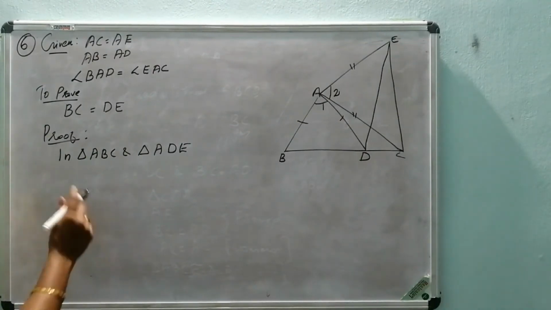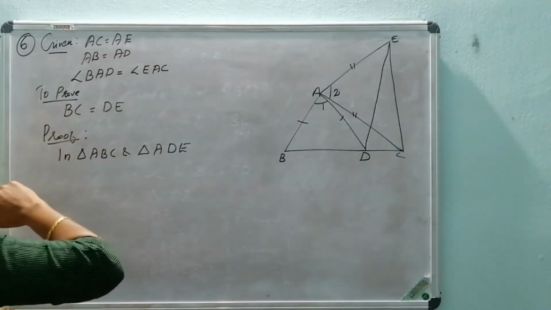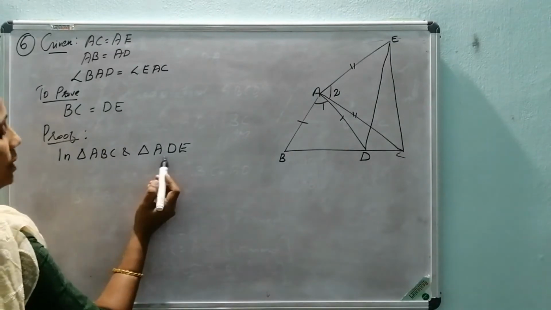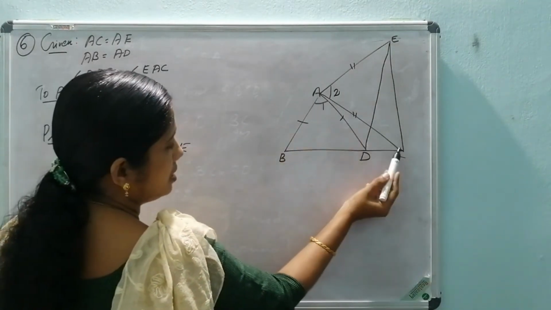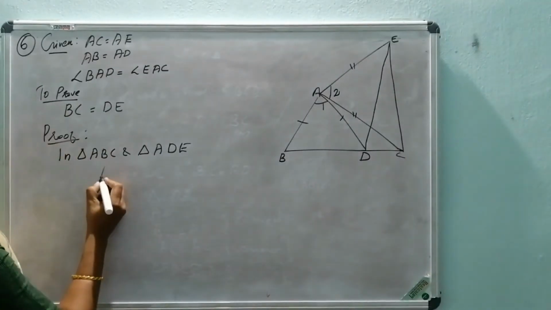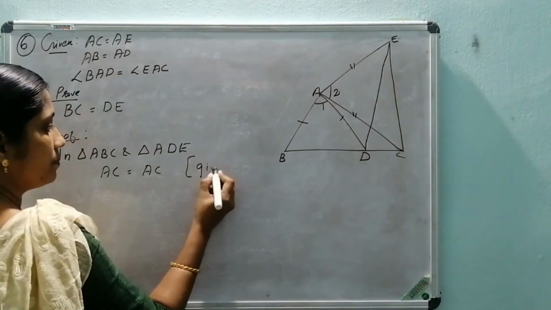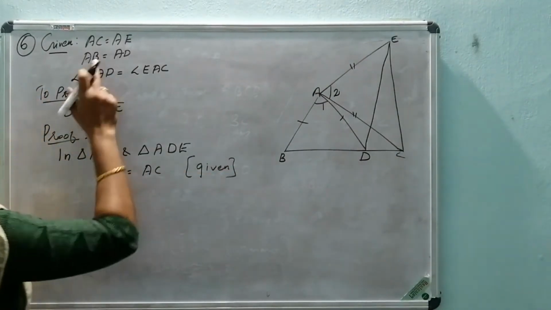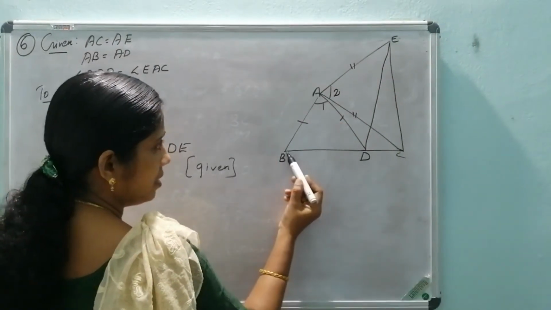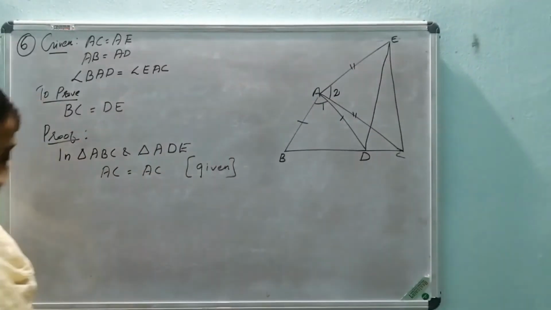Look at there, it is given. In triangle ABC and triangle ADE, AC is equal to AE. AC is the first triangle's side, AE is the second triangle's side. So AC is equal to AE, given. Then next, AB is equal to AD. AB, first triangle side. AD, second triangle side.